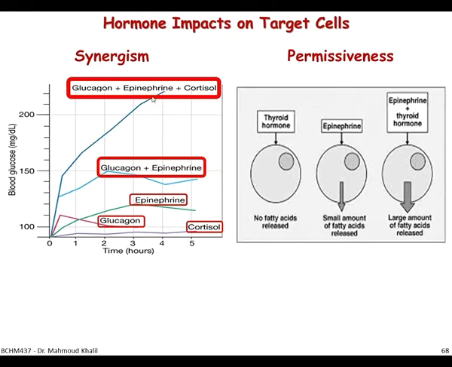Why? Because in synergism, each hormone can already work on its own, it has its own function. But here you can see that the thyroid hormone has no function at all, and it starts increasing the amount of fatty acid release due to the presence of epinephrine. Okay?